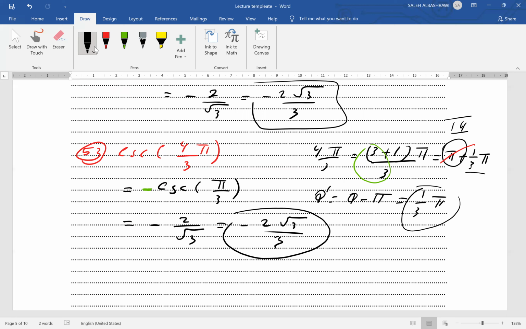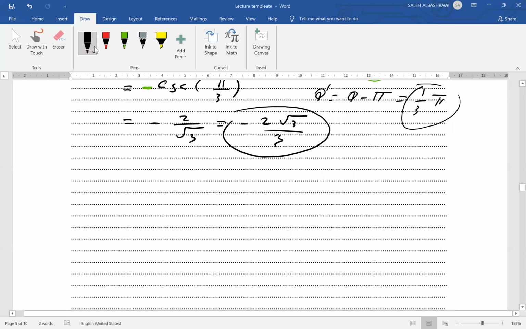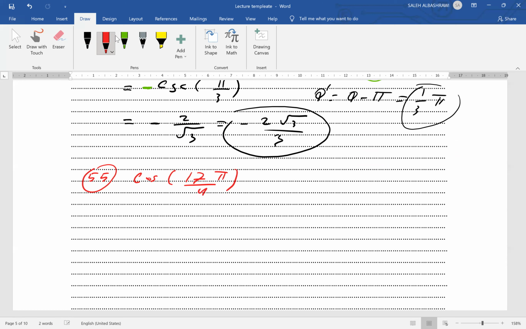One more. See question number 55. Cosine of 17 pi over 4. So we need to check which quadrant this is in. 17 pi over 4.